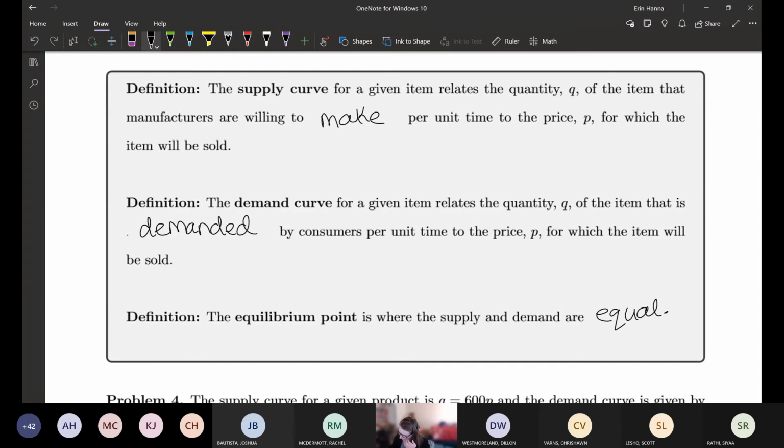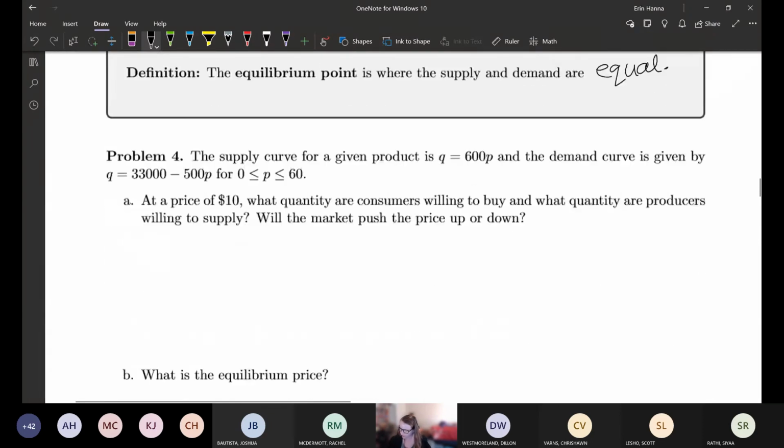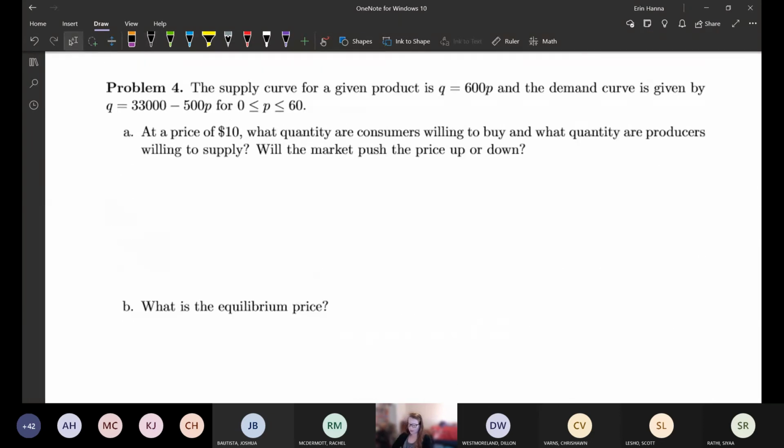We have time to do one of these at least, so let's start off with a question here. Let's say that the supply curve for a given product is Q equals 600p. This is a different question than I thought it was. There we are. And the demand curve is given by Q equals 33,000 minus 500p, and we're just going between 0 for our price and 60. We're just going to cut it off. We don't always cut it off like that, but in this problem we're going to. So at a price of $10, what quantity are consumers willing to buy and what quantities are producers willing to supply? Will the market push the price up or down?